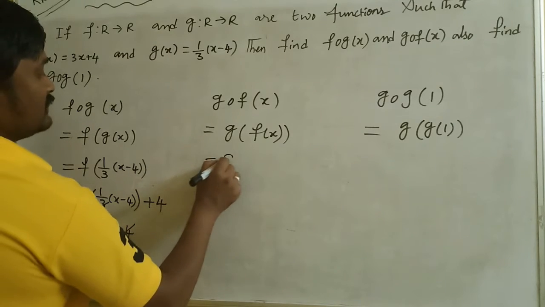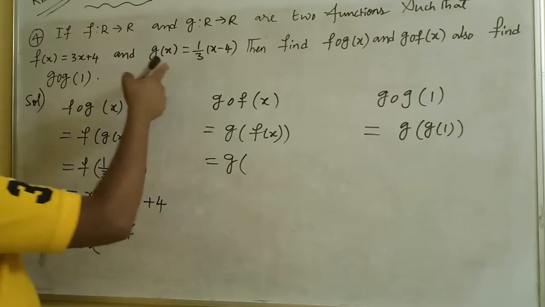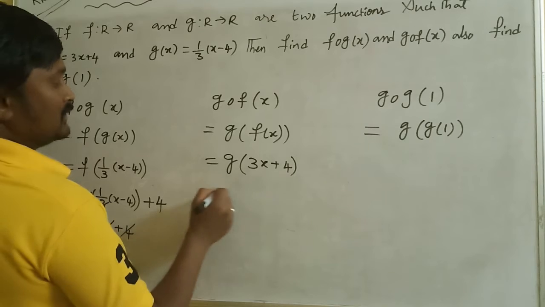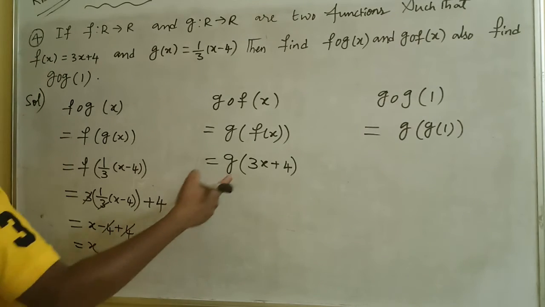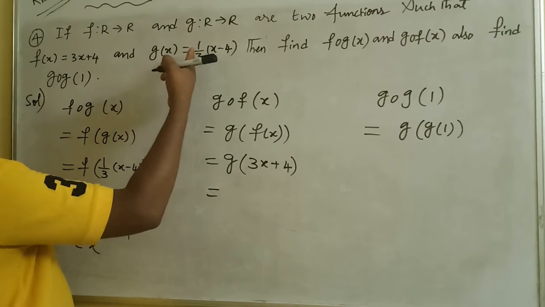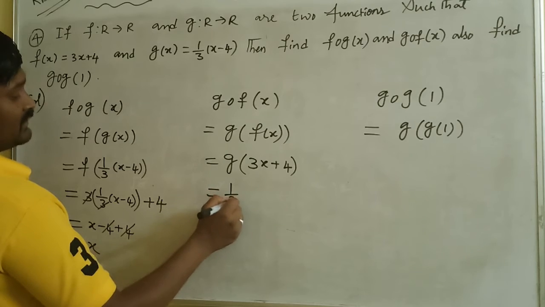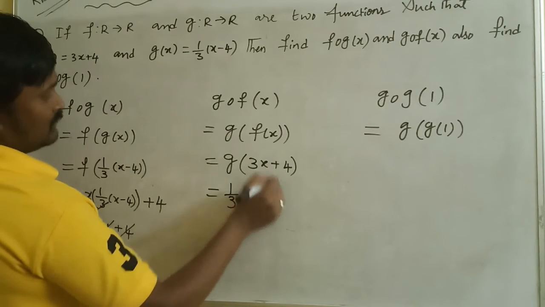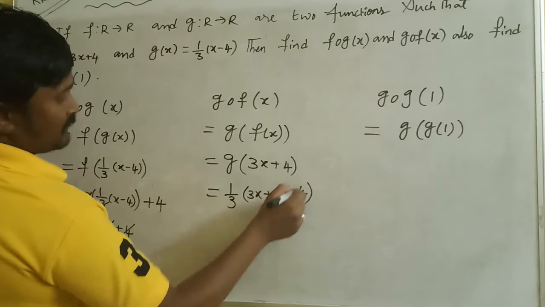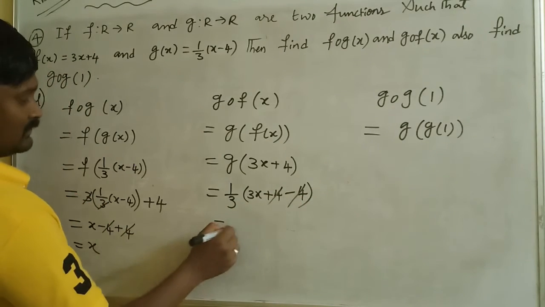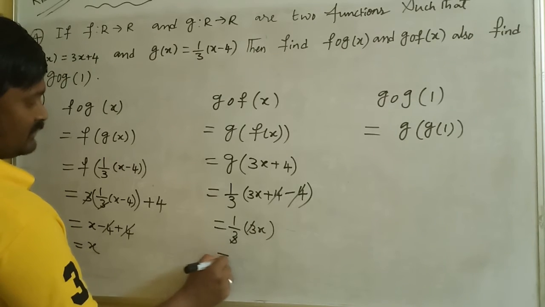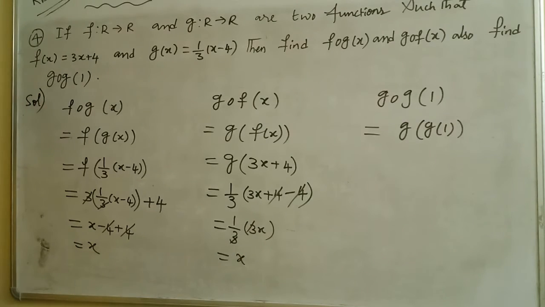Same method here. g of f of x means what do you know here? 3x plus 4. So write that, 3x plus 4. Now in g of x, wherever x is there, 3x plus 4 you have to substitute. So g of x is 1 upon 3 as it is, x means 3x plus 4, minus 4. Minus 4 plus 4 get cancelled. 1 upon 3 into 3x, 3 get cancelled, you get the answer as x. So this is about the first two and the last one.